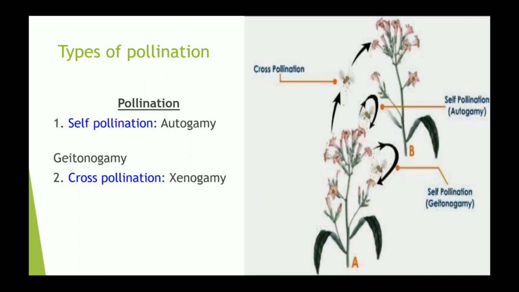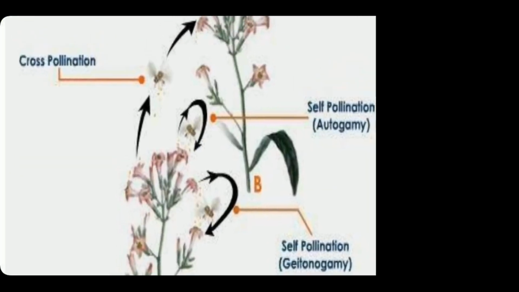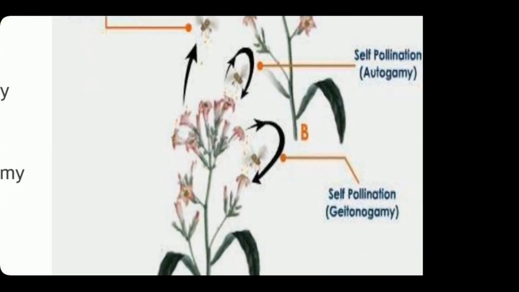Now the next topic is types of pollination. Pollination is broadly of two types. One is called self-pollination and the second one is called cross-pollination. Self-pollination is also of two types, that is autogamy and geitonogamy. What are they? I will explain it later. Just look at the picture and try to find out what it means.